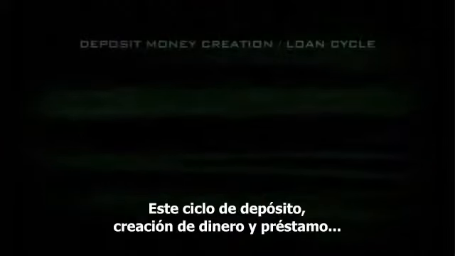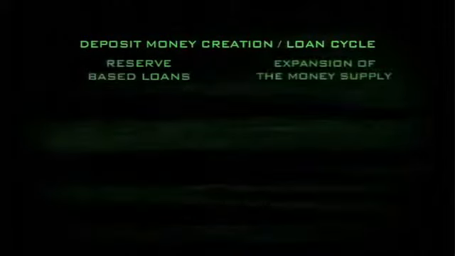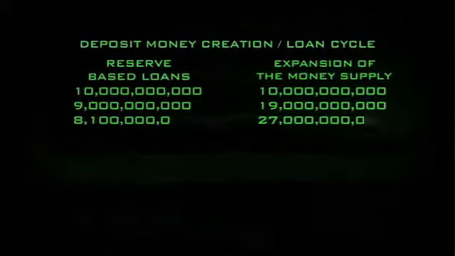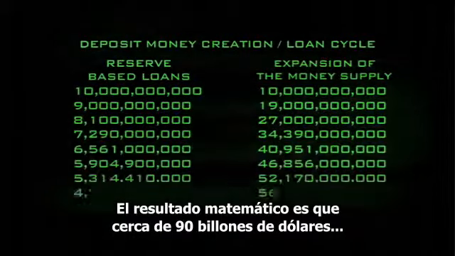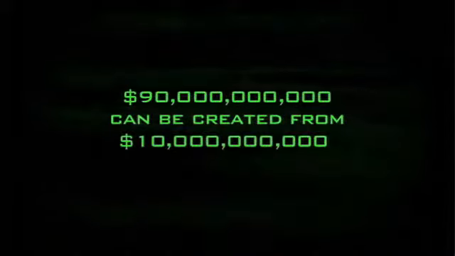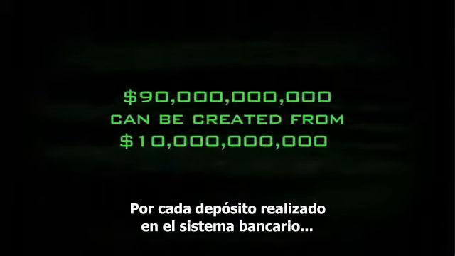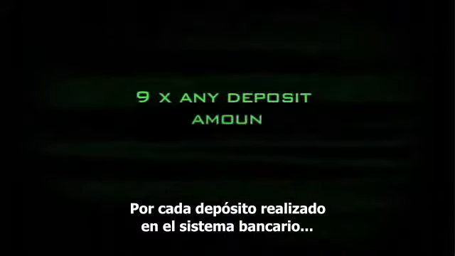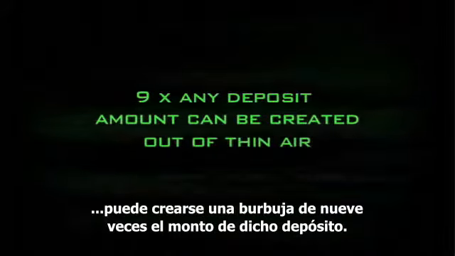This deposit-money-creation loan cycle can technically go on to infinity. The average mathematical result is that about $90 billion can be created on top of the original $10 billion. In other words, for every deposit that ever occurs in the banking system, about 9 times that amount can be created out of thin air.